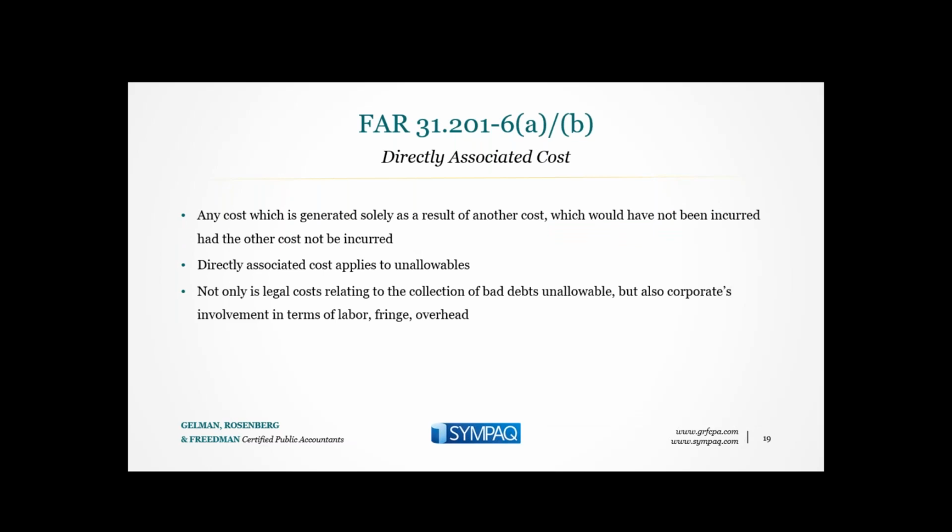In addition to unallowable costs, there are some directly associated costs. There can be directly associated costs that would be otherwise allowable. But any cost which is generated solely as a result of another cost, which would not have been incurred had the other cost not been incurred, is a directly associated cost. Let's take an example.